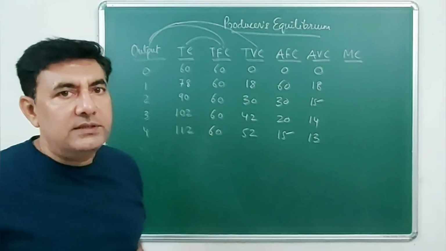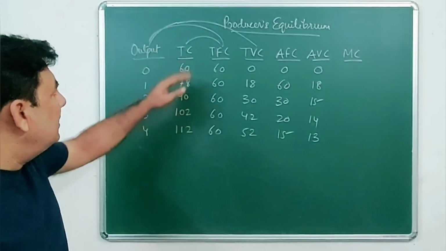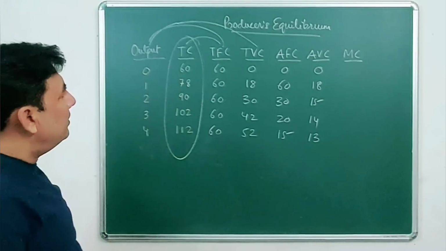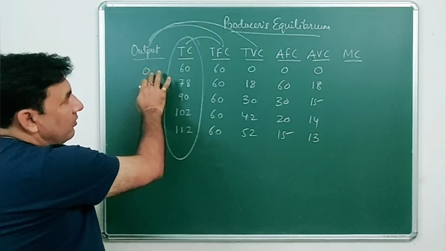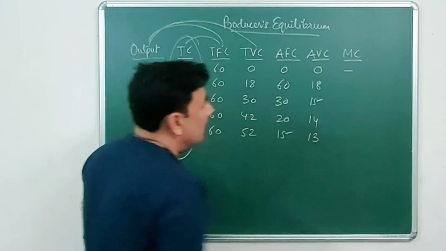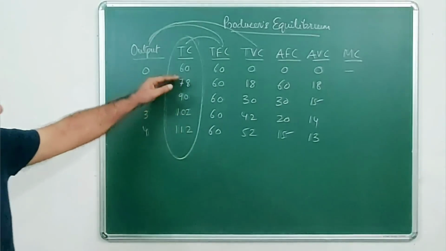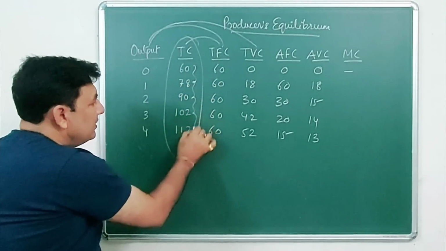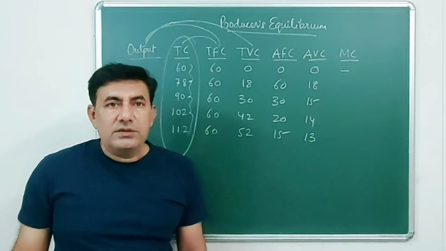Now to calculate marginal cost, just now I told you about this. It is always calculated from total cost. So the first one is 60, but when output is 0, this will be null, right? And then you can subtract, so you can subtract this 2, this 2, this 2, this 2. So you get marginal cost.